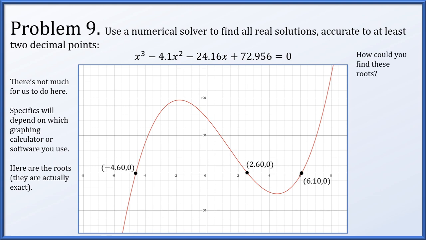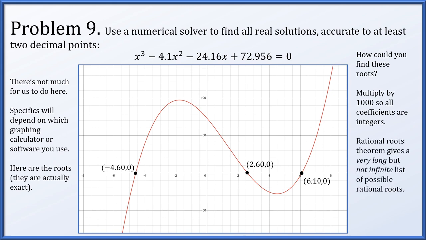Now, there is a way you could find these roots by hand. Notice that we have decimals and they don't go on forever. Okay, the most decimal points we have in the constant term is 3. So if I multiply this entire expression by 1,000, we will have all integers. Then you could use the rational roots theorem. Now, our constant term would be 72,956, and our leading coefficient would be 1,000.